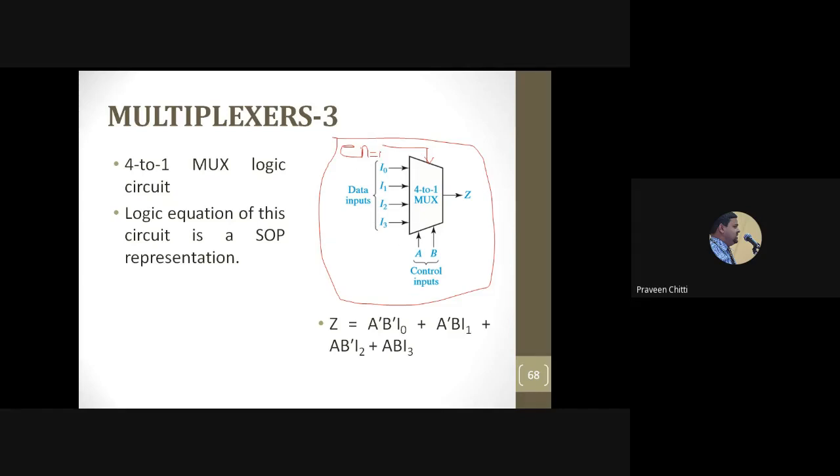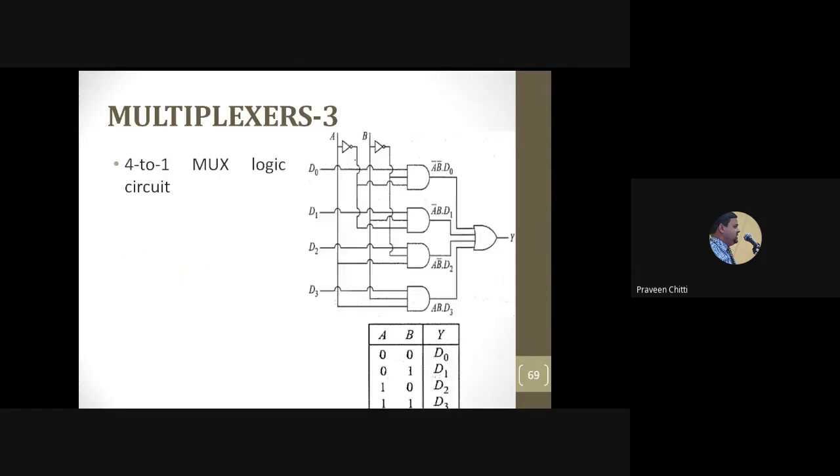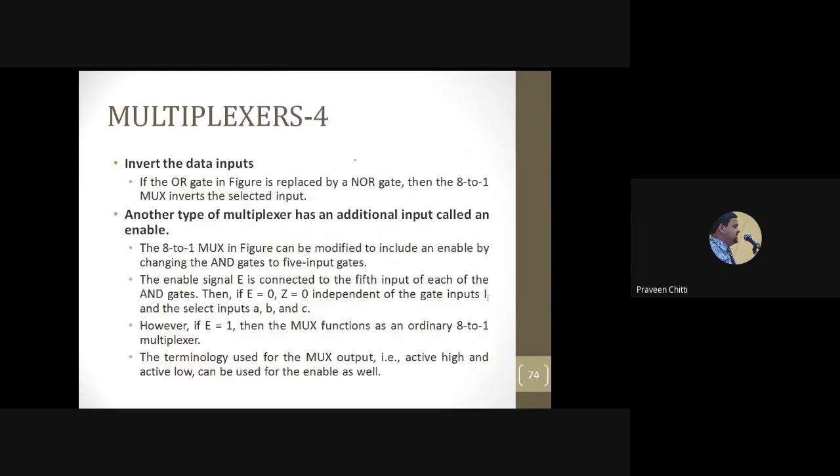And if enable is 0, what happens? Even if you apply the data inputs and the control inputs, what will the output be? 0. If enable is 0, the output is 0. That is the significance of the enable signal. I hope it is clear. We use another type of multiplexer with an additional input called enable.